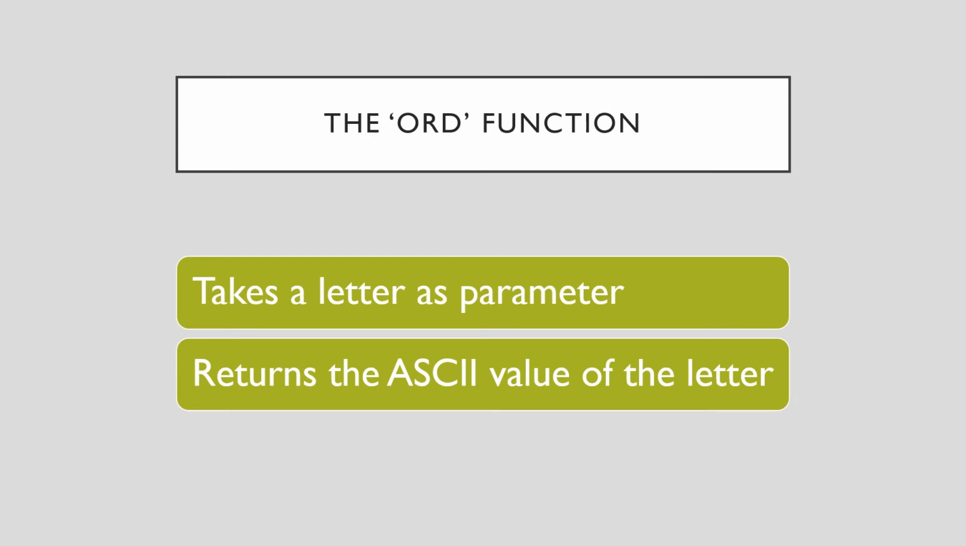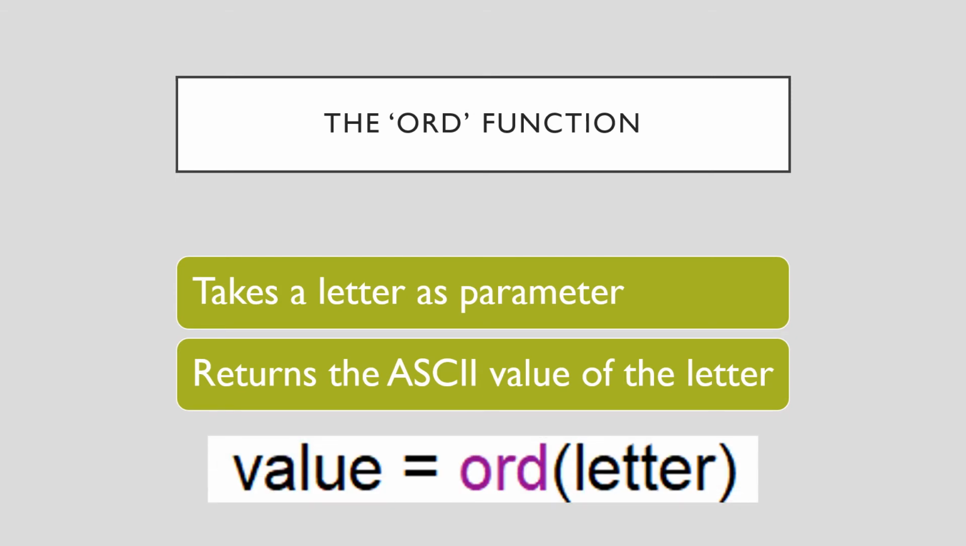To do this, we'll use a Python function called ORD, O-R-D. The ORD function takes any character as its parameter and returns the ASCII value of that character. So, for example, we can convert any letter into an integer value. Letter and value are identifiers of two variables. So this command in my program will convert a letter, a character of text, into an integer value.